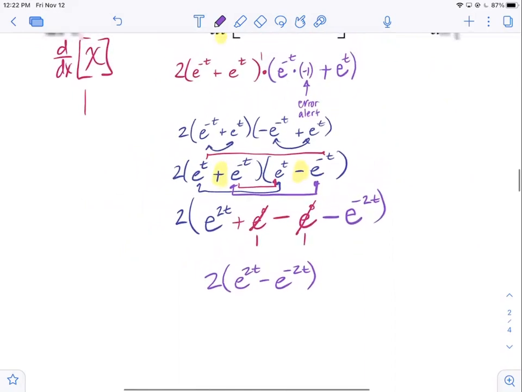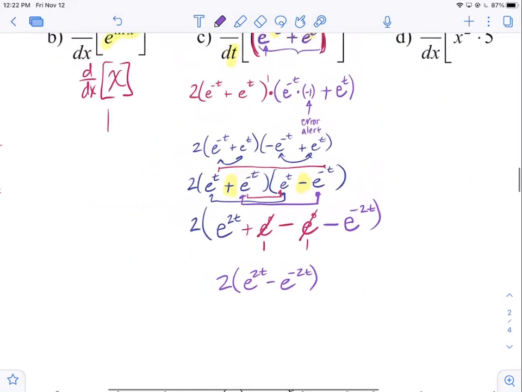So a lot of algebra, right? Calculus takes one line. That was the very first line. And then some algebra.